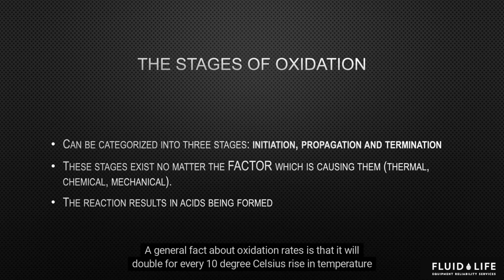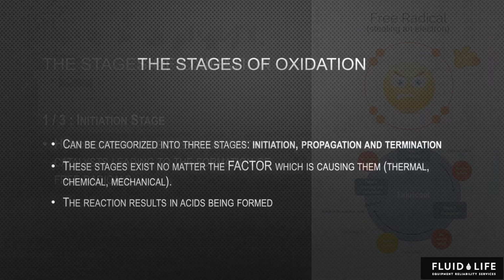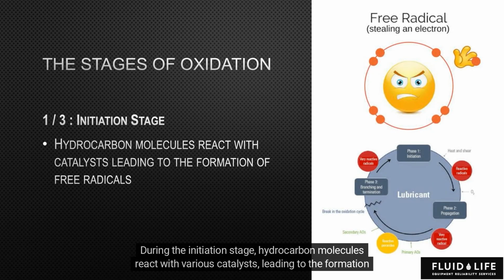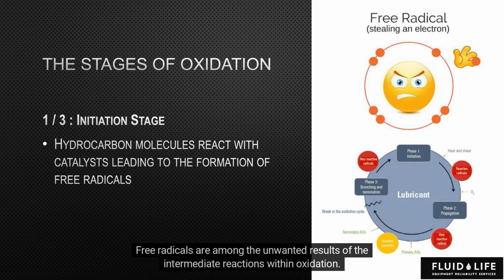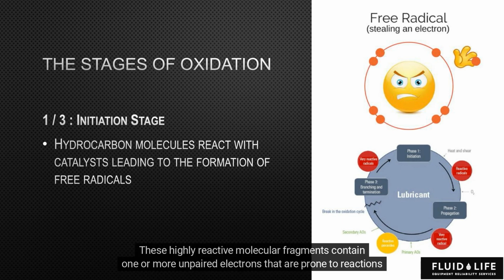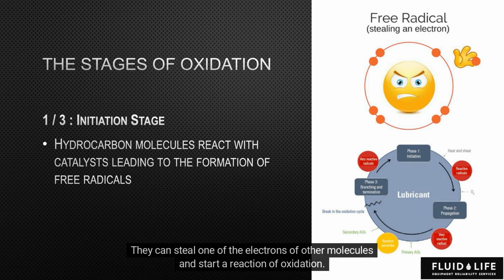A general fact about oxidation rates is that it will double for every 10 degrees Celsius rise in temperature above 75 degrees Celsius. During the initiation stage, hydrocarbon molecules react with various catalysts, leading to the formation of free radicals. Free radicals are among the unwanted results of the intermediate reactions within oxidation. These highly reactive molecular fragments contain one or more unpaired electrons that are prone to reactions with hydrocarbons and other molecules. They can steal one of the electrons of other molecules and start a reaction of oxidation.